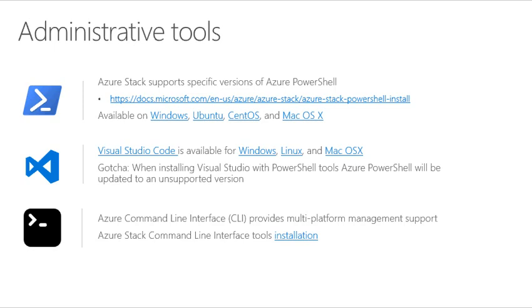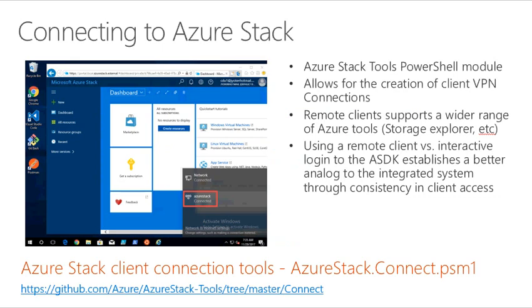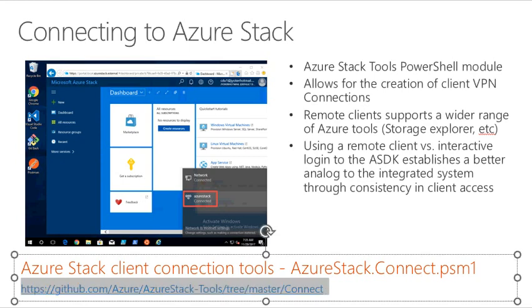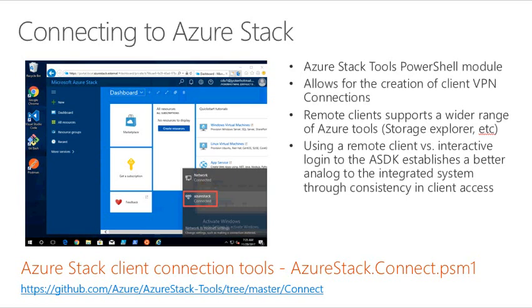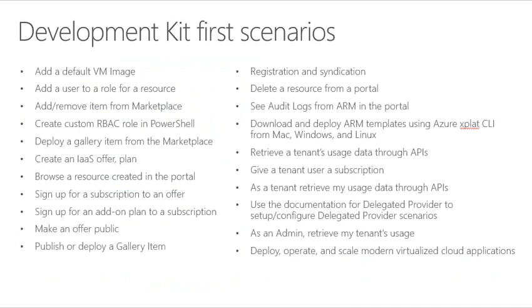These two options, PowerShell or CLI, are the ones I use a lot with VS Code. Next is the connection. We can connect using the PowerShell module via VPN or remote support, and you can see on that screenshot there is a PSM1 Azure Stack Client connection tool, which will allow you to create a connection. Again, the same link as the one we saw before, GitHub AzureStack-Tools master, and that will allow us to connect remotely and explore it.